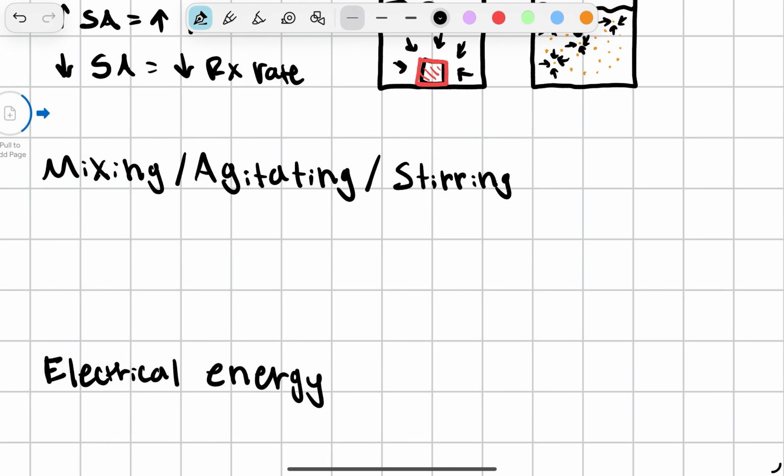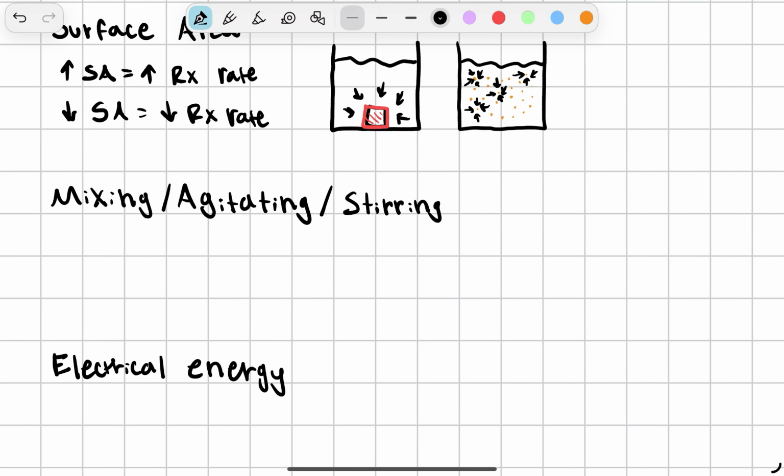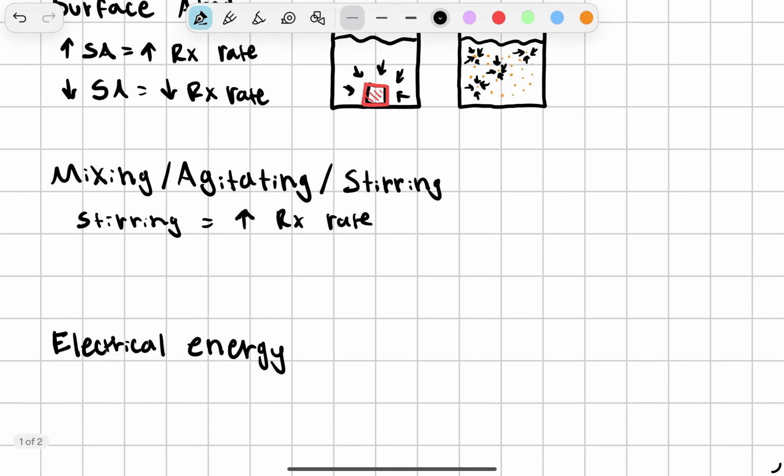Mixing, agitating, stirring. If you're mixing or agitating or stirring the beaker, this means there will be an increase in reaction rate. So stirring equals increased reaction rate. Why? Because you're just making it easier for collisions to occur.